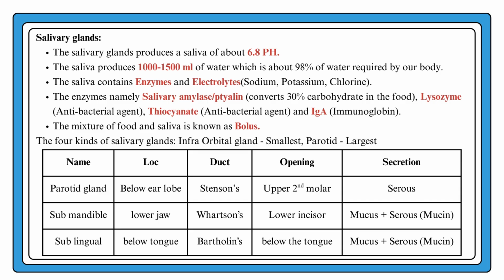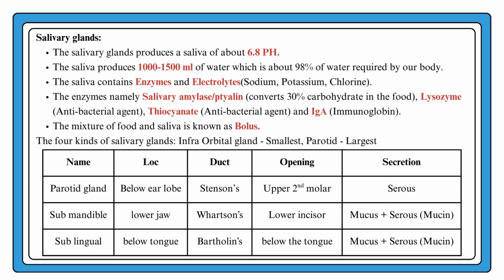The last part of the oral cavity is the salivary glands. The salivary glands produce saliva of about 6.8 pH. The saliva produces 1,000 to 1,500 milliliters of water, which is about 98% of the water required by our body. The saliva contains enzymes and electrolytes like sodium, potassium, chlorine. The enzymes are salivary amylase, ptyalin, which converts 30% of carbohydrate in the food; lysozyme and thiocyanate, which are antibacterial agents; and IgA, immunoglobulin A. The mixture of food and saliva is known as bolus.